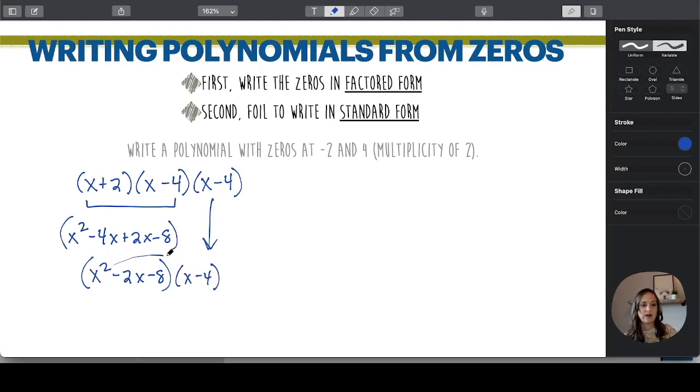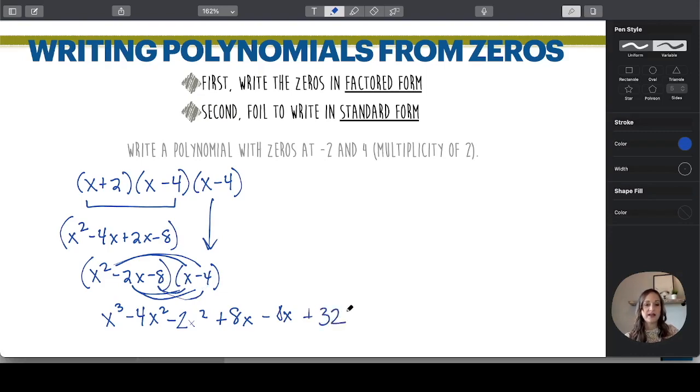So x squared times x is x cubed. X squared times negative 4 is a negative 4x squared. Negative 2x times x is negative 2x squared. Negative 2x times negative 4 is a positive 8x. Negative 8 times x is negative 8x. And negative 8 times negative 4 is a positive 32.